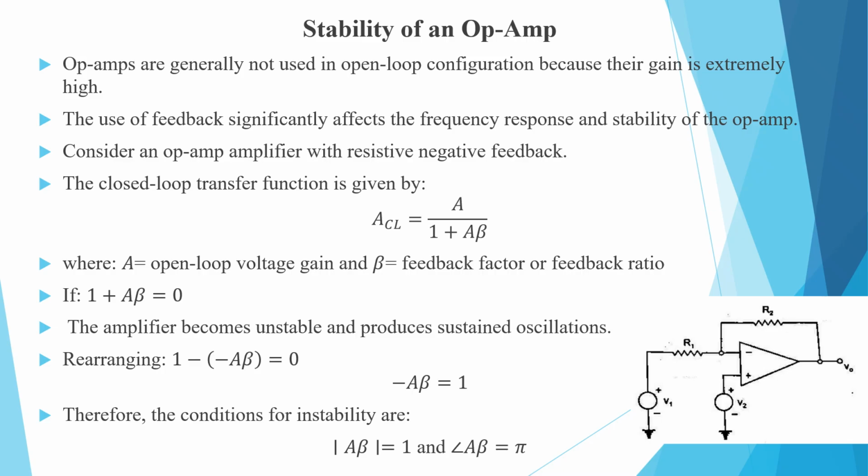Two conditions must be satisfied for oscillation, that is, magnitude condition, magnitude of A beta must be 1, and phase condition, angle of A beta equal to pi radian or 180 degrees. When these conditions occur simultaneously, then the negative feedback effectively becomes positive feedback, leading to sustained oscillations.